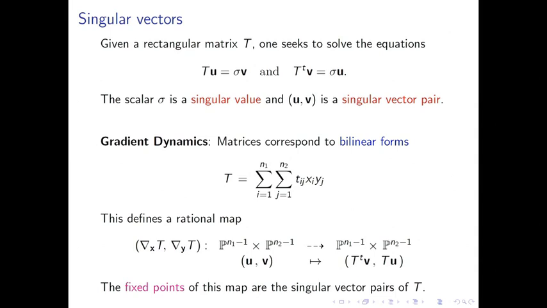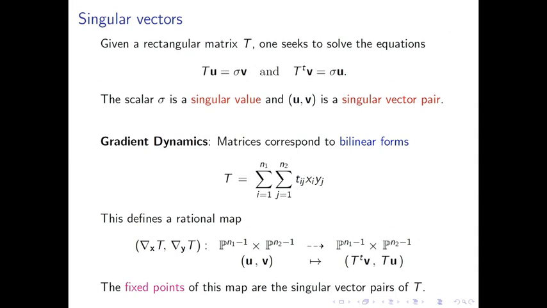Now, it's very natural, thinking about this geometrically, not to define a self-map of projective space, but to define a self-map on a product of two projective spaces. So I have the first projective space of dimension n1 minus 1 with homogeneous coordinates x1, x2 up to xn1. The second projective space has homogeneous coordinates y1 up to yn2. Now let's apply the gradients. This is a linear map now. These are linear forms. So let's take a pair, u here and v there, and apply the gradient map. It maps it to T transpose times v and T times u.